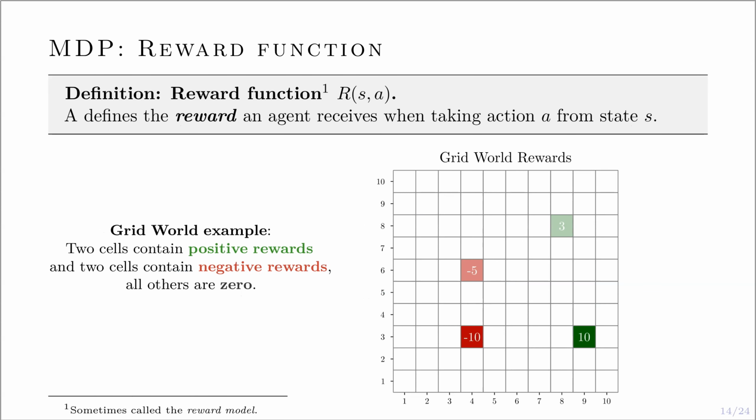And so the reward function for an MDP defines the reward an agent receives when taking some action A from state S. In this particular example, there are 2 cells shown in green with positive rewards of 10 and 3, and 2 cells shown in red with negative rewards of -5 and -10. All other cells have a reward of 0. This is sometimes called the reward model.